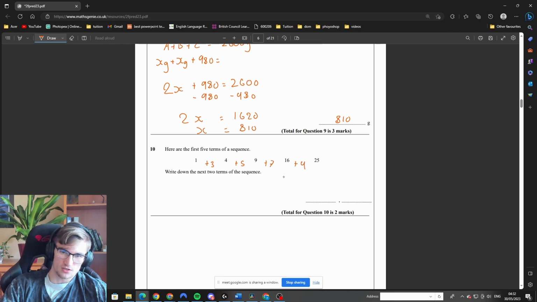Okay, so it just keeps on adding 2 to the addition. You see? So obviously the next one is going to be plus 11, and then I'm going to have to add 13, which gives me 36 and 49.